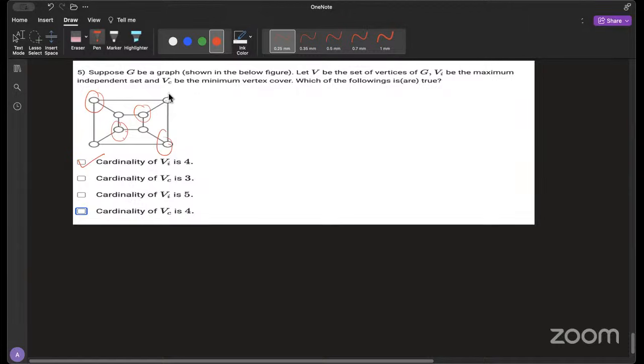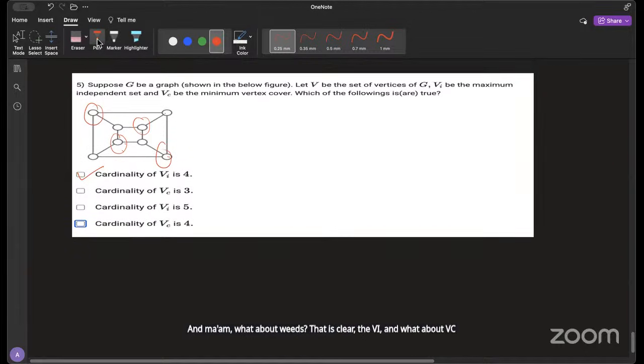Ma'am, what if you start with the outer ones? That is clear, the Vi. And what about Vc, the minimum vertex cover? Okay, then what's coming next?